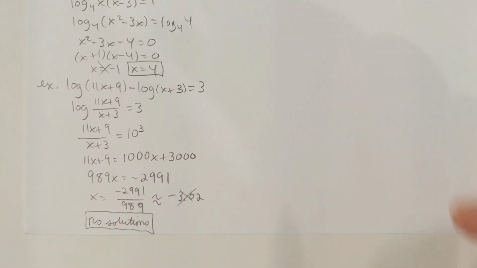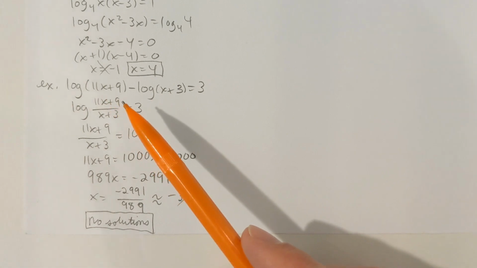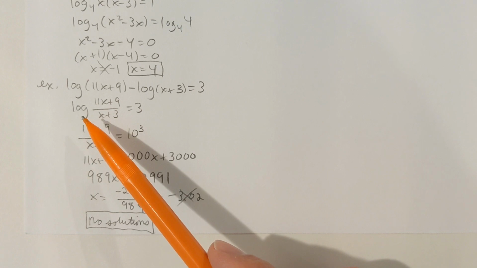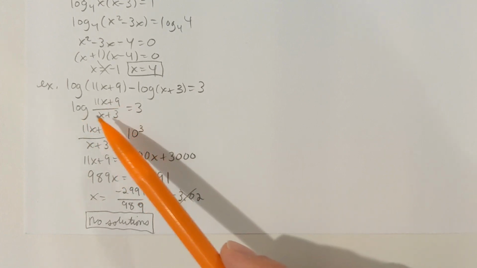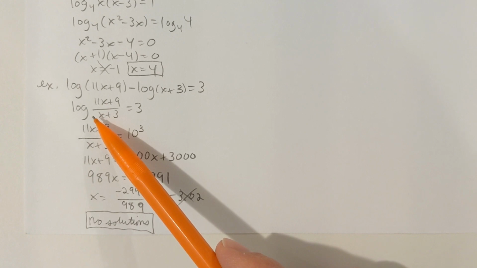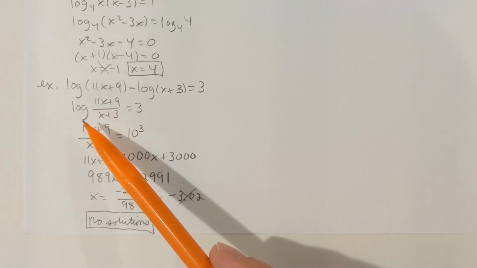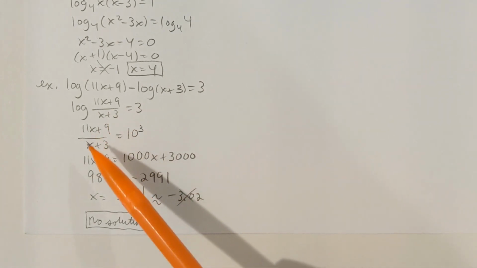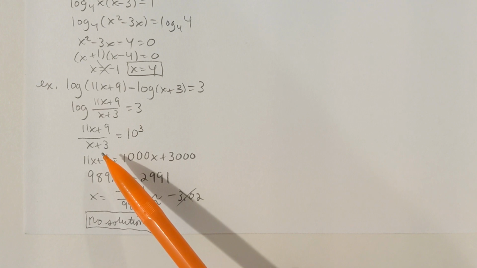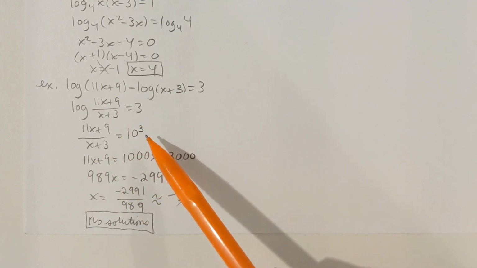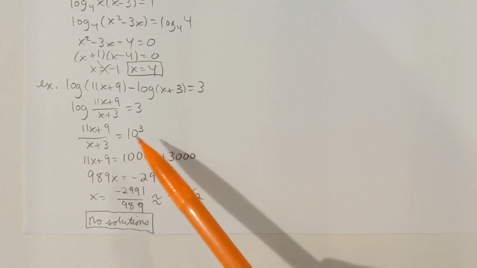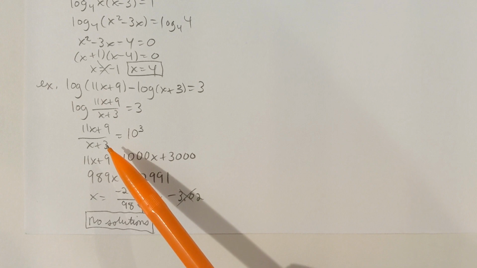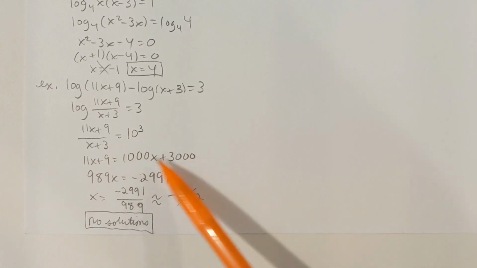Okay, here's another example. We're solving for x. I'm subtracting logarithms, and so I'm going to combine those to a single logarithm by dividing the inner terms. I've got base 10. So when I apply the definition for removing the logarithmic notation, 11x plus 9 over x plus 3, that's my input, so that's going to be all alone on the exponential. 10 is the base, 3 is the y value, so 10 cubed would be on the other side.